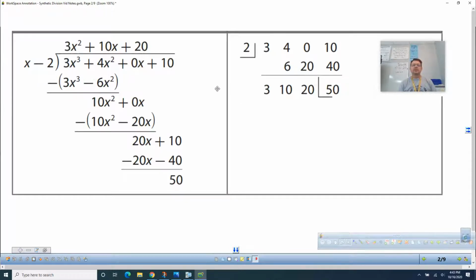There is one challenge here. It has to be x plus or minus a number. If it's more than that, you have to do long division. So it only works in those scenarios. All right, so that's long division. That's synthetic division. Same thing.